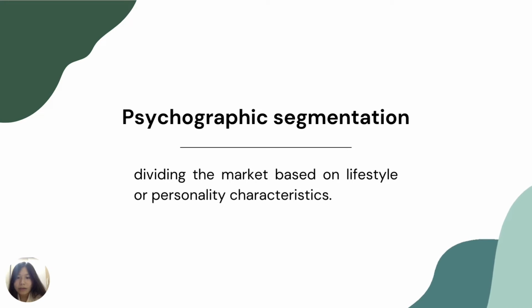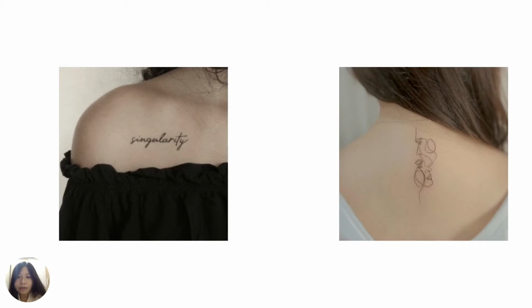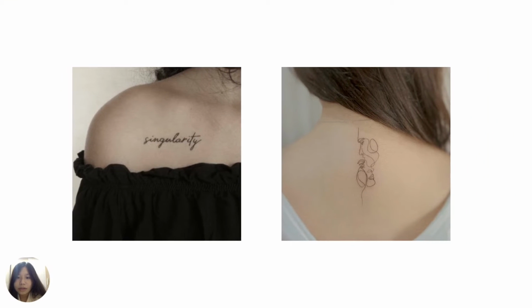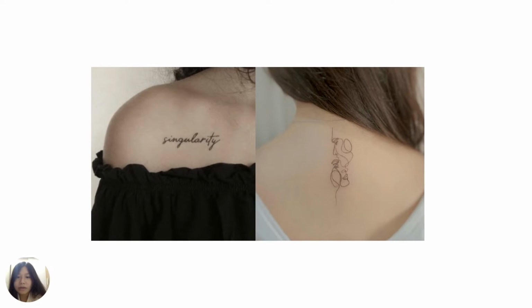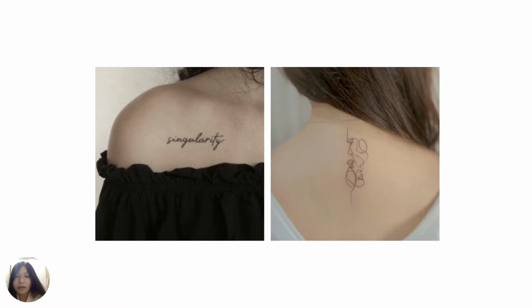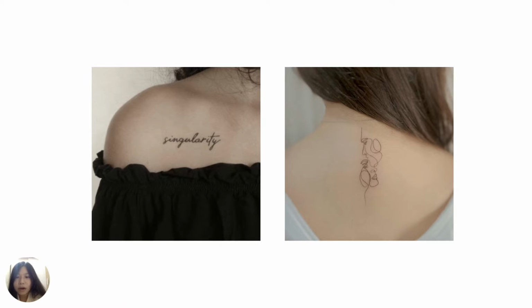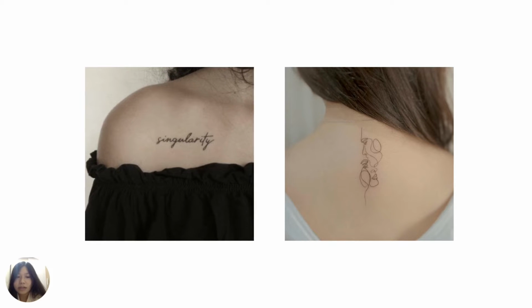Then we have psychographic segmentation. Often, what people buy reflects their lifestyle and personalities, so marketers do segmentation and develop marketing strategies based on those psychographic factors. For example, the tattoo service is usually aimed at people with strong personalities and are into arts who want to show off their special characteristic features.